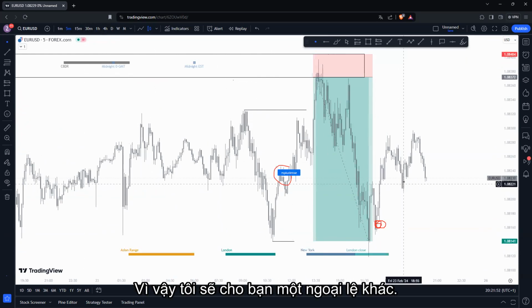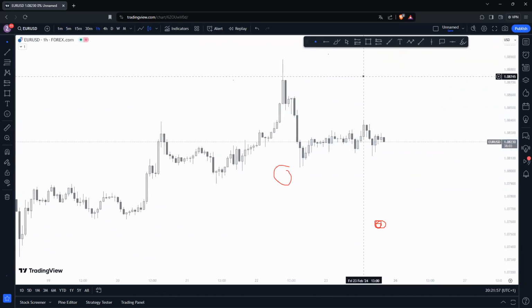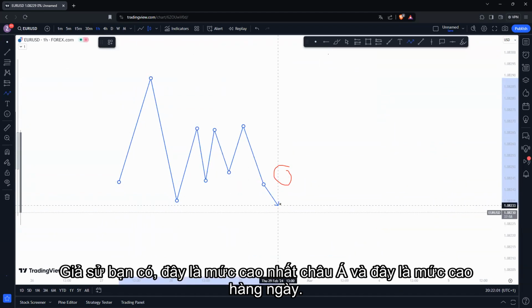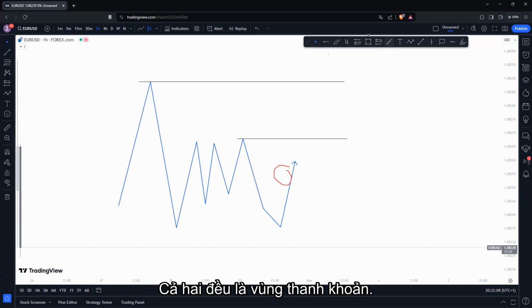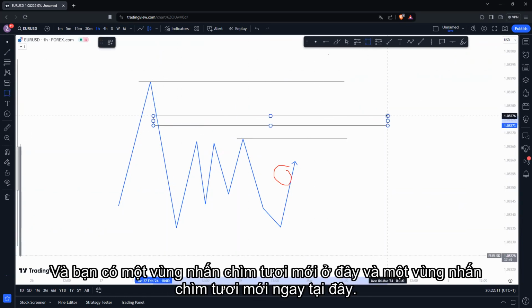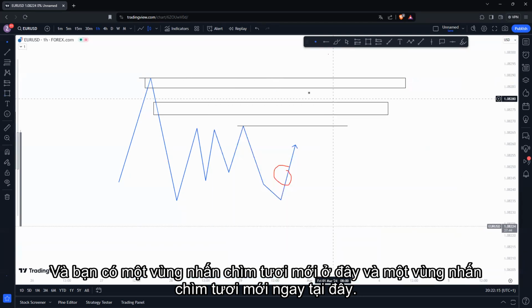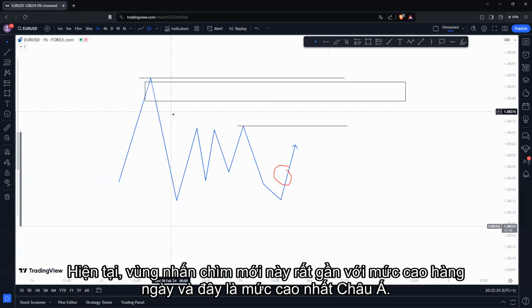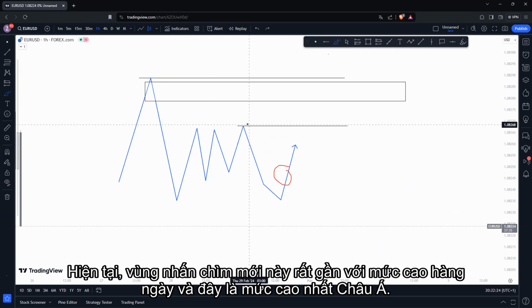So I'm just gonna give you another exception. Let's say you have, this is the Asian high, and this is the daily high. They are both liquidity zones, and you have an engulf that is fresh here, and an engulf that is fresh right here. Sorry, let's just pick one right here. You have a fresh engulf right here. Now, this fresh engulf is very close to the daily high, and this is Asian high.